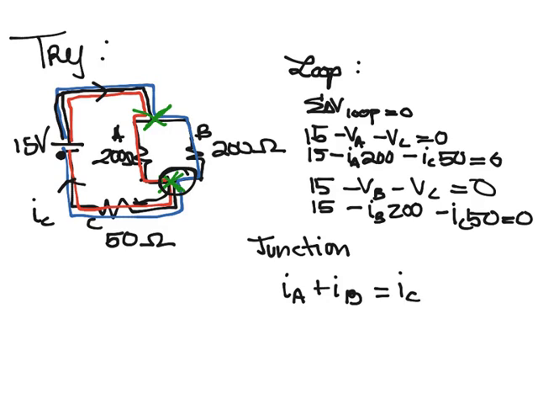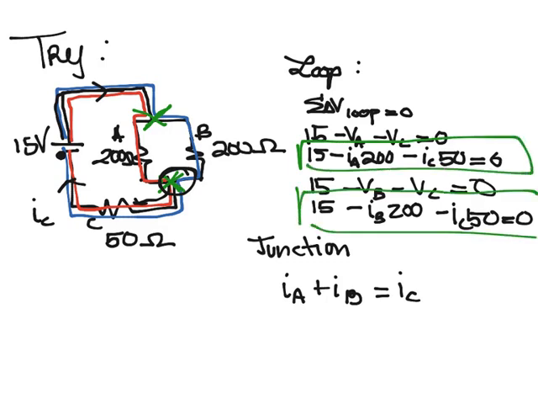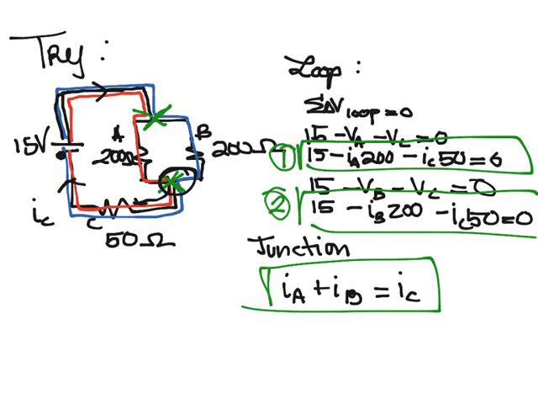Now I have three equations, 1, 2, 3, and 3 unknowns. And much like you did with systems of equations in Algebra 2, I can use these three equations to find my three currents, and once I have my three currents, I can easily find my voltages. So what I'm going to do is label my equations 1, 2, and 3, and I'm going to write them again on the next page, and we will solve them.